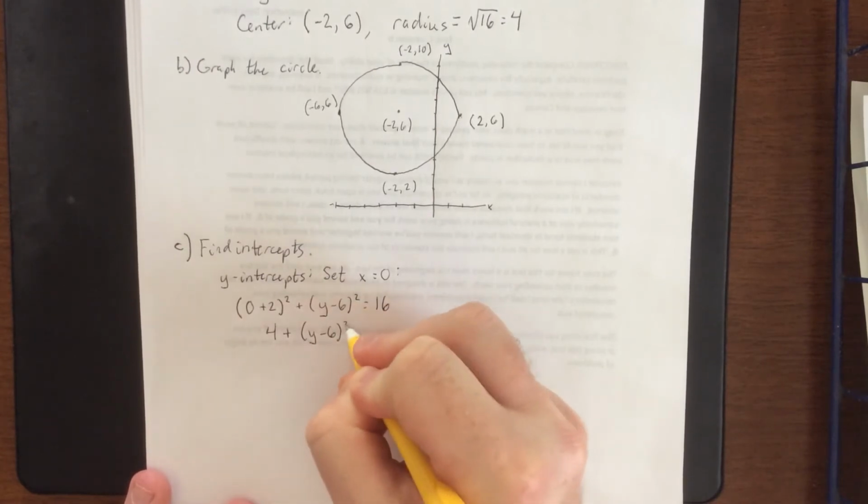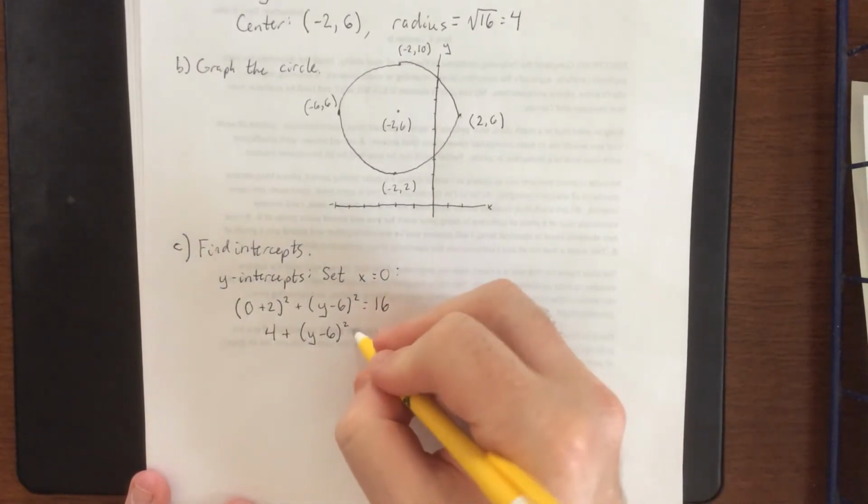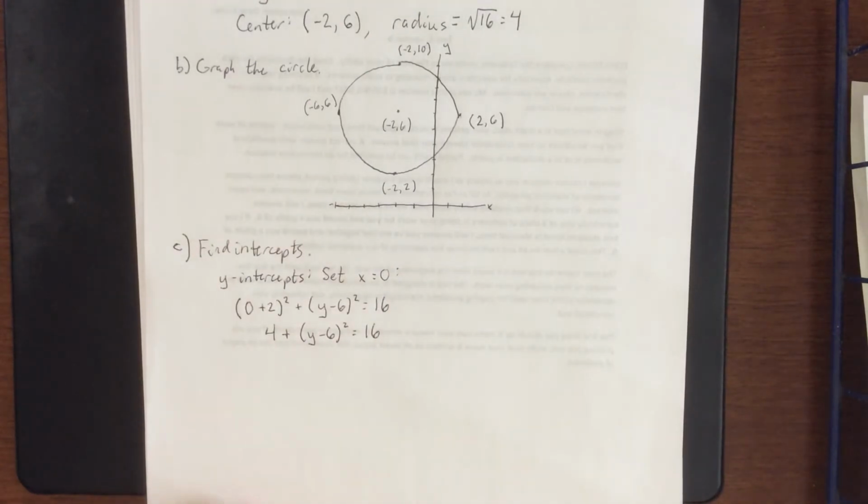So first thing I'm going to do is do 0 plus 2 and then square that result. That'll give me positive 4.